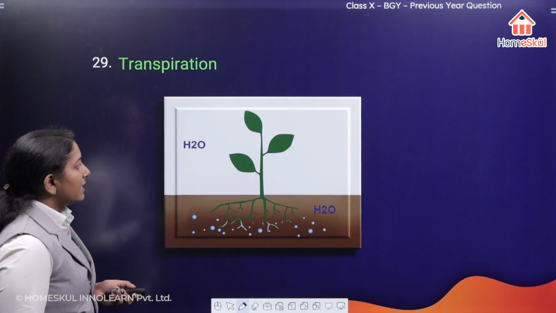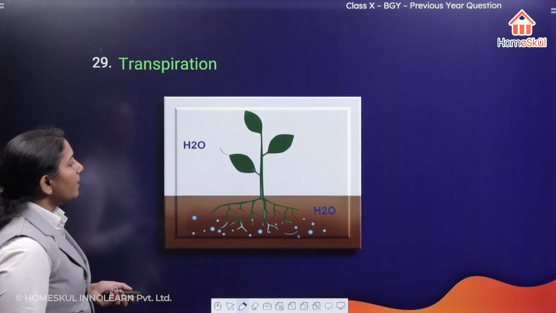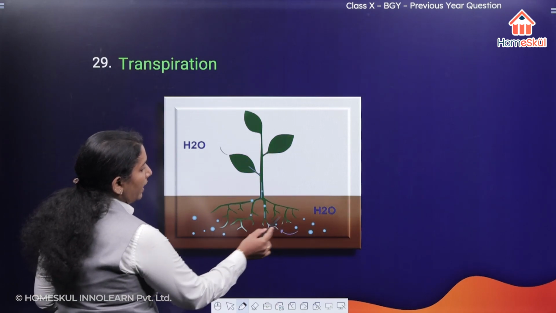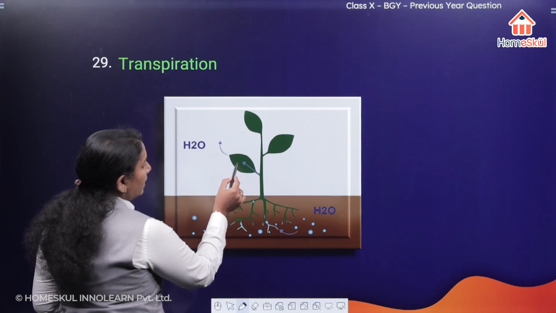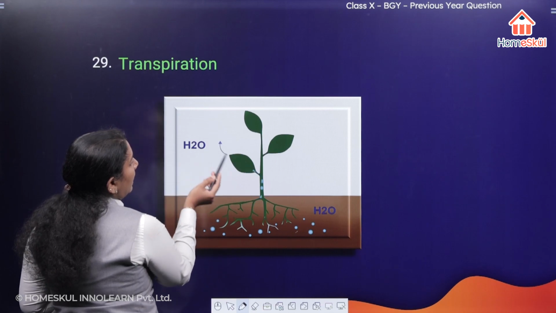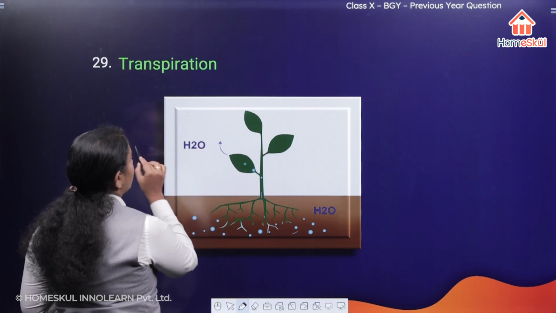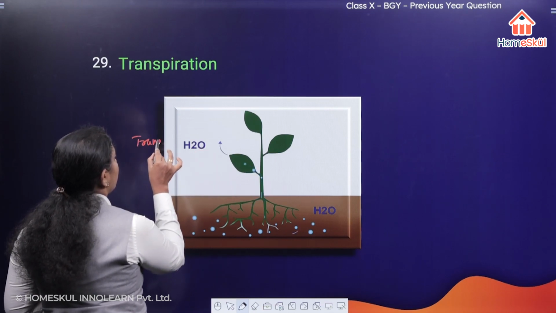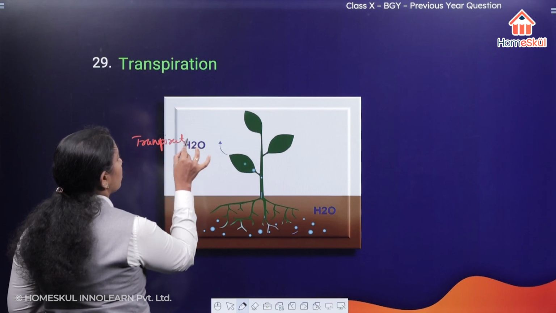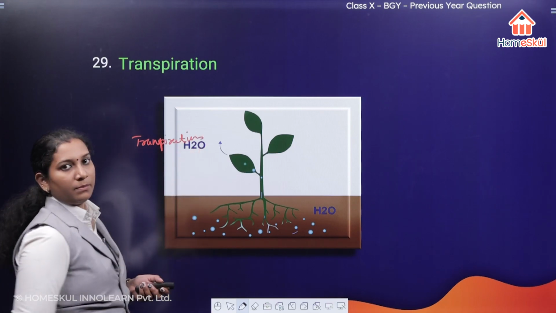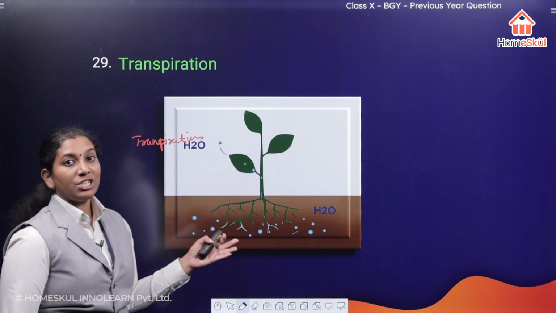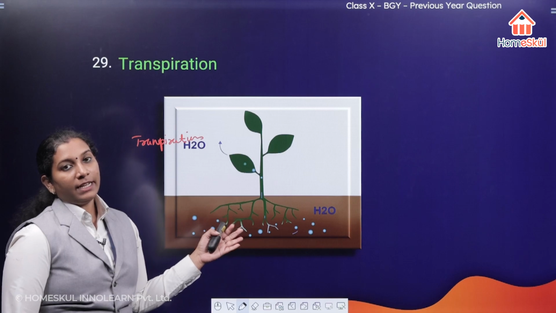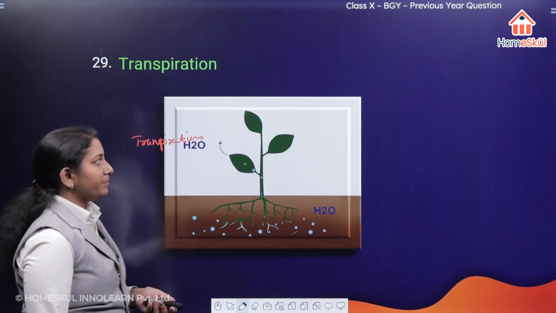You can see an animation for transpiration here, right? From the soil, water and minerals get absorbed through the roots, reach the leaves, and are lost through transpiration, the evaporative loss of water from the aerial parts of the leaf. So transpiration is a necessary process, and it is an evil too, right?